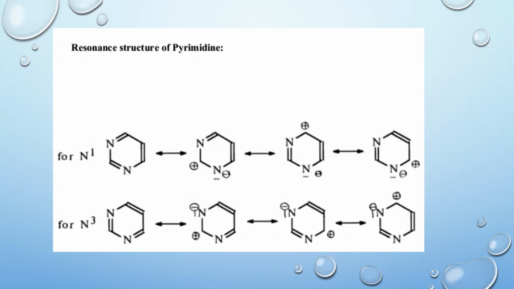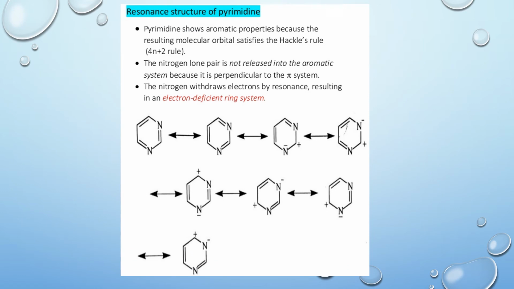These are the resonance structures of pyrimidine. First one for N1 and the second one is for N3. Pyrimidine shows aromatic properties because the resulting molecular orbital satisfies Huckel's rule, that is the 4n plus 2 rule. The nitrogen lone pair is not released into the aromatic system because it is perpendicular to the pi system. The nitrogen withdraws electrons by resonance, resulting in an electron deficient ring system.